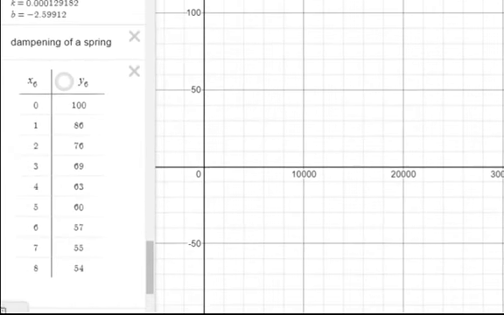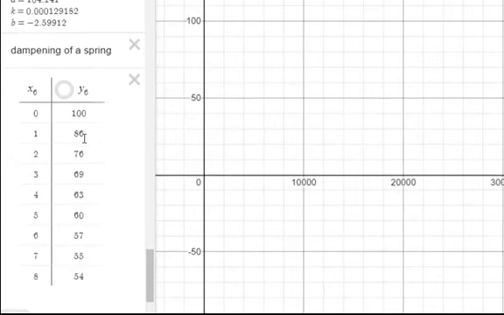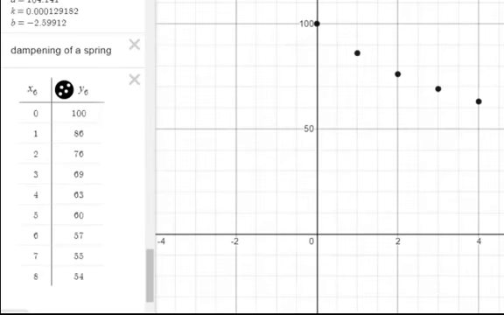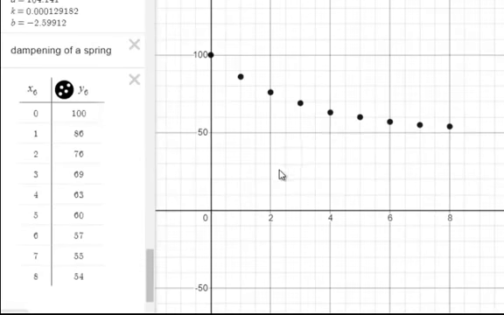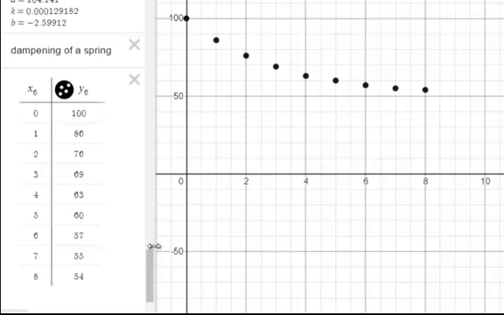And let's see, here it is. And that's kind of what I just showed you: 100, 86, 76, 69. I guess it was 63 instead of 64. I'm going to turn these on. I'm going to hit that little plus button again so we can actually see them better on the screen. And yes, it looks like exponential decay.